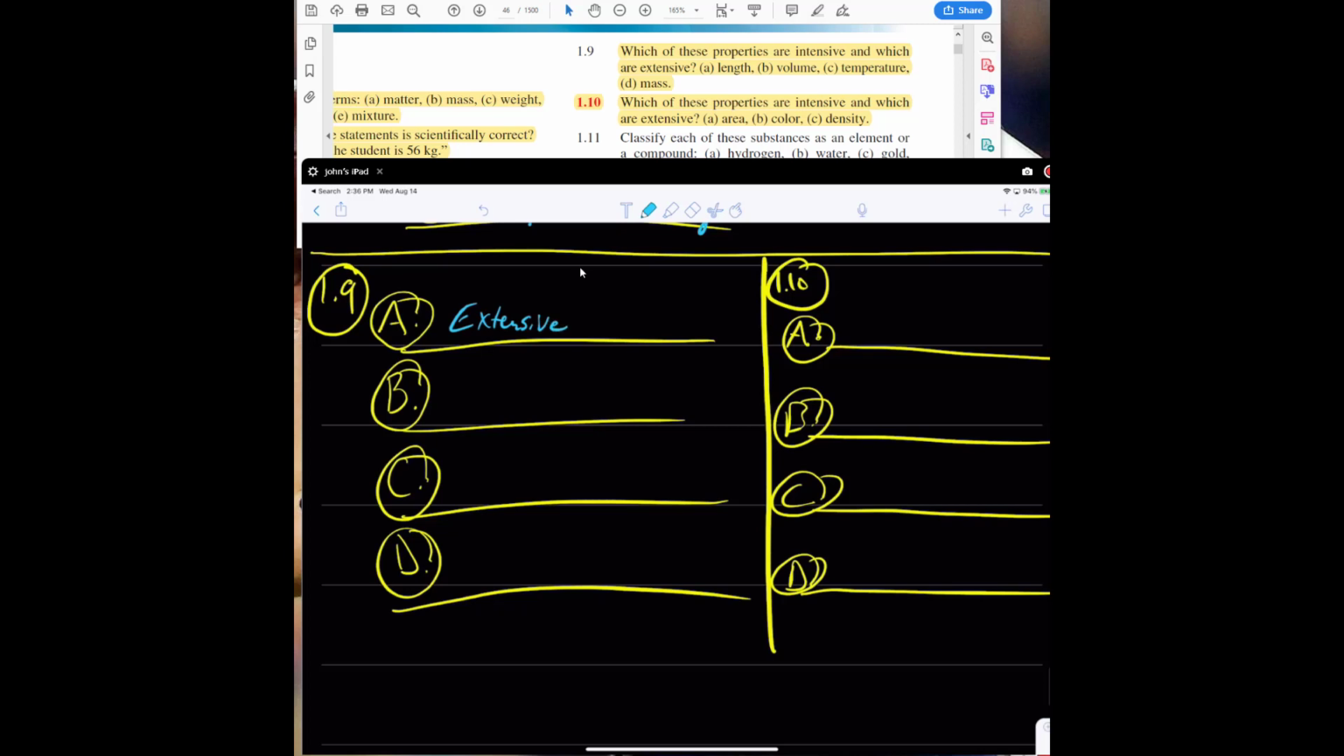volume would be extensive, temperature, on the other hand, does not depend on the amount of matter being considered. Temperature is temperature, so it's intensive. And D, mass. Mass does depend on how much matter is being considered, so that makes it an extensive property.